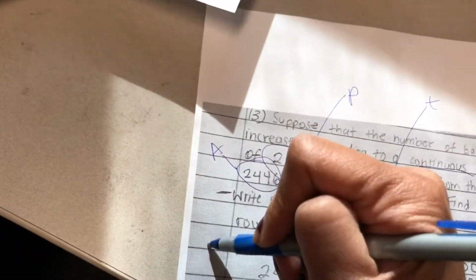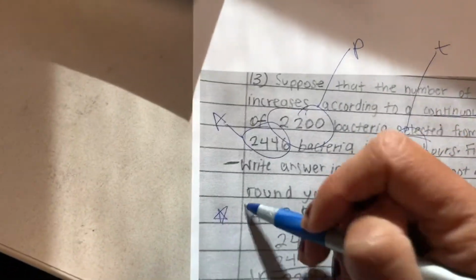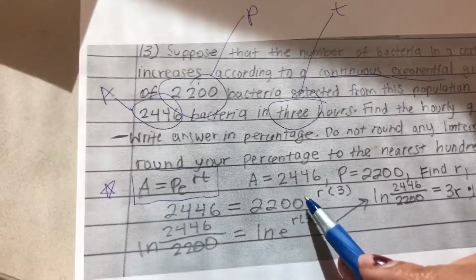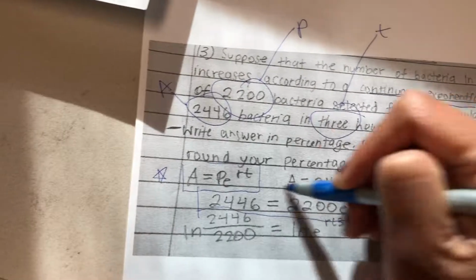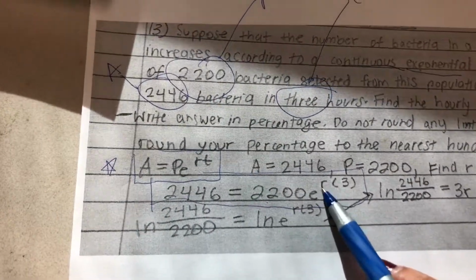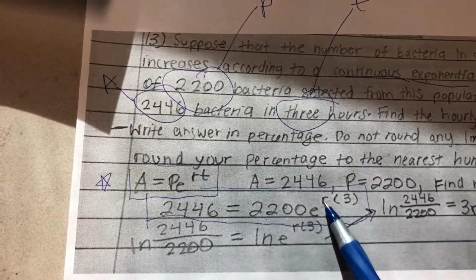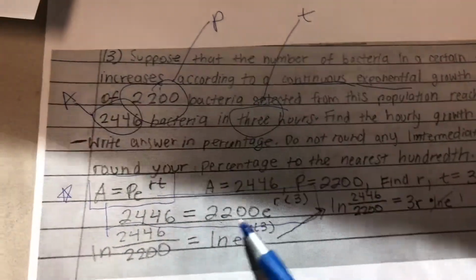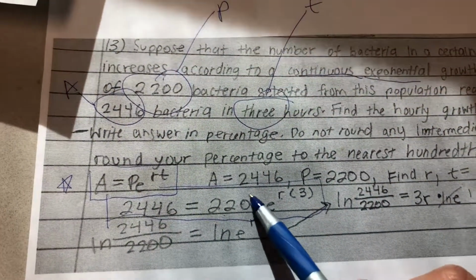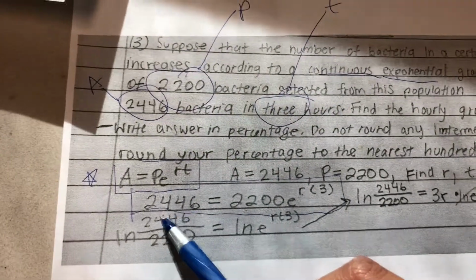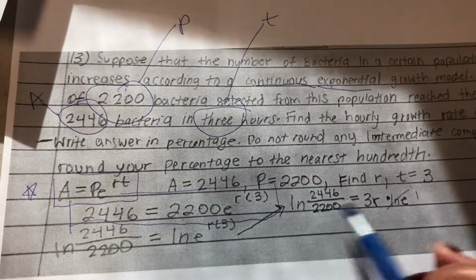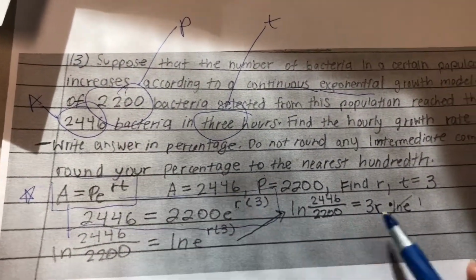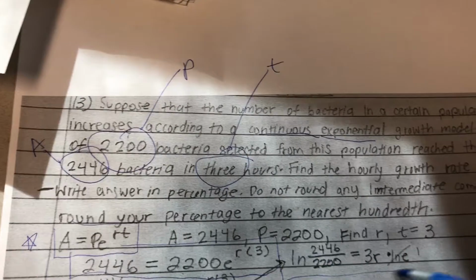So here, Jessica already started the work, and she did it correctly. She starts off with the formula. She identifies what A, P, and t are. She does it correctly. She plugs it in, so that is correct. She noticed the variable is in the exponent, so she natural logs both sides. When she natural logs both sides, she also divided by the 2200 over here, so 2446 divided by 2200. She natural logged both sides, and then she pulled out the 3r into the front, which is correct right here.